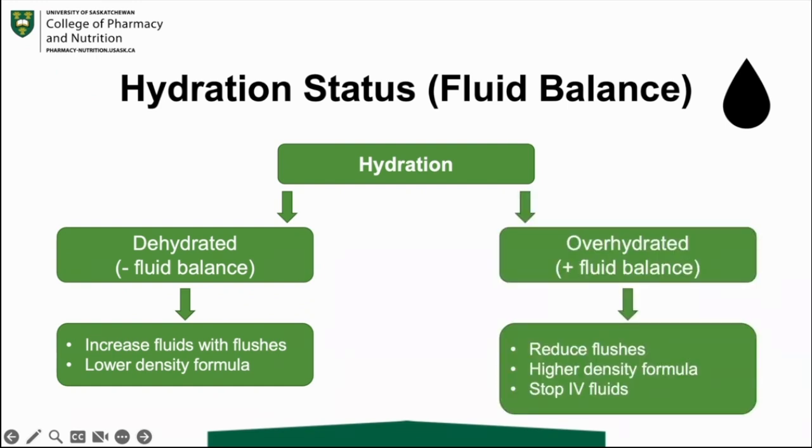Conversely, if a patient is in a positive fluid balance or overhydrated, we can reduce the volume of water given in each water flush. Of course, remember at least 30 milliliters of water must be flushed through the tube every 4 hours to maintain its patency. We can also choose a higher density formula. It should be noted that if a patient is on IV fluids for hydration purposes, enteral nutrition when infusing at goal rate can provide all of a patient's fluid requirements and the IV can be discontinued.